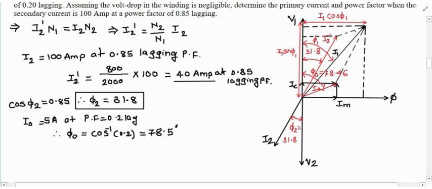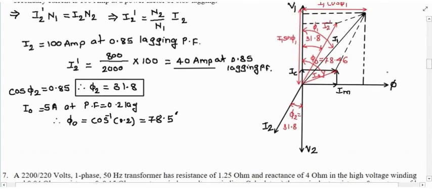I1 is nothing but, first of all, I will find out I1 cos of phi, and then I will find out I1 sin of phi. Then under root of I1 sin of phi 1 square plus I1 cos of phi 1 square, I will get the I1. So first of all, we will go for finding out the I1 cos of phi 1. So what is I1 cos of phi 1?